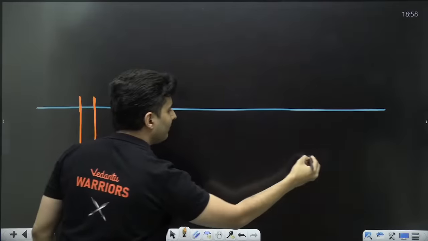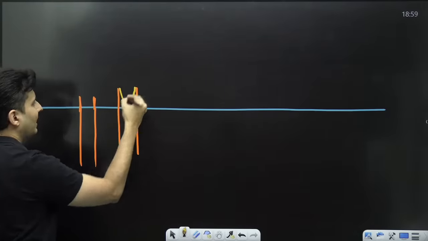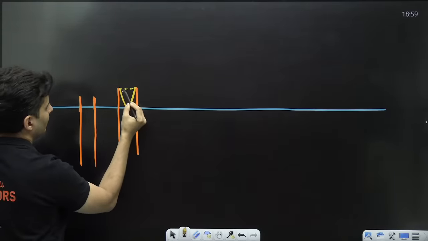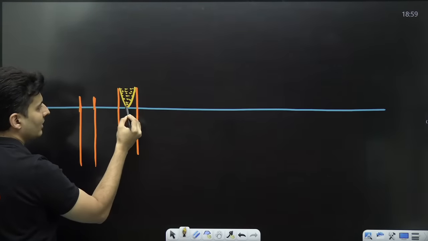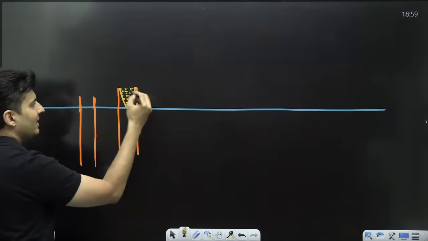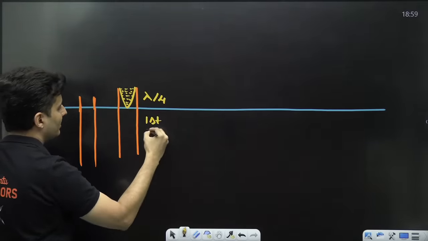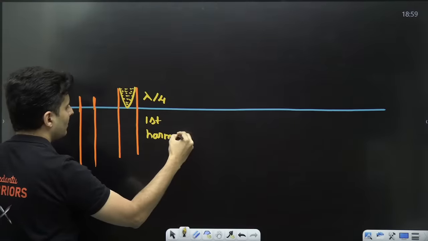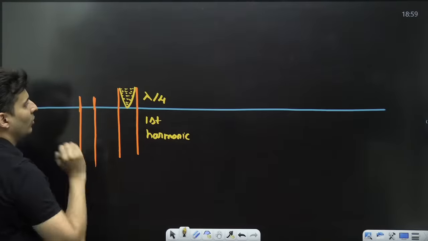As you take it out more, maybe the first resonance might occur when you see a standing wave being formed this particular way. Here you have an antinode, here you have a node. This is exactly at lambda by 4. This is your first harmonic, where you have an antinode and a node over here.